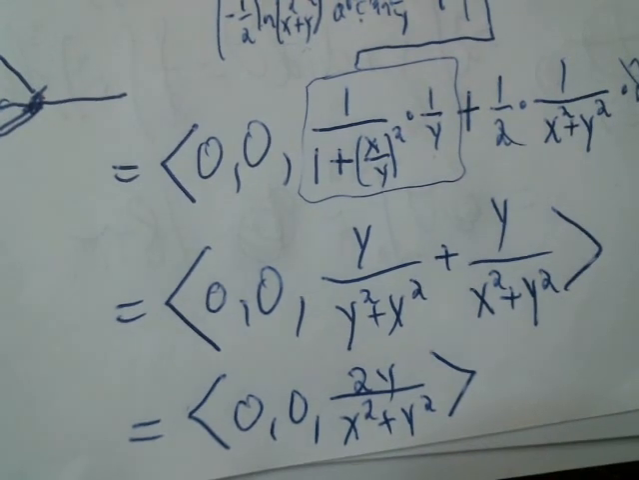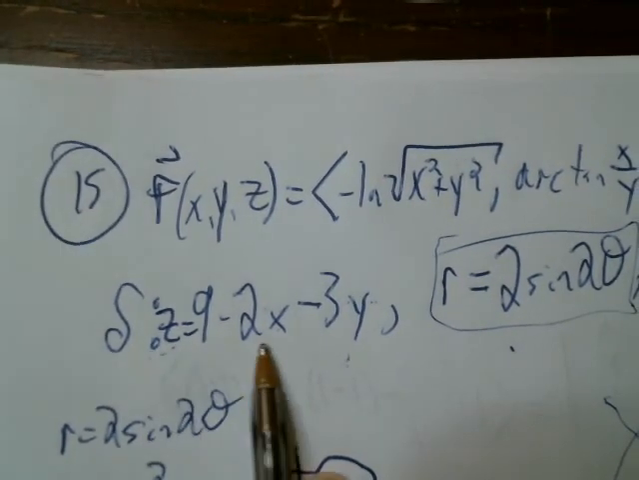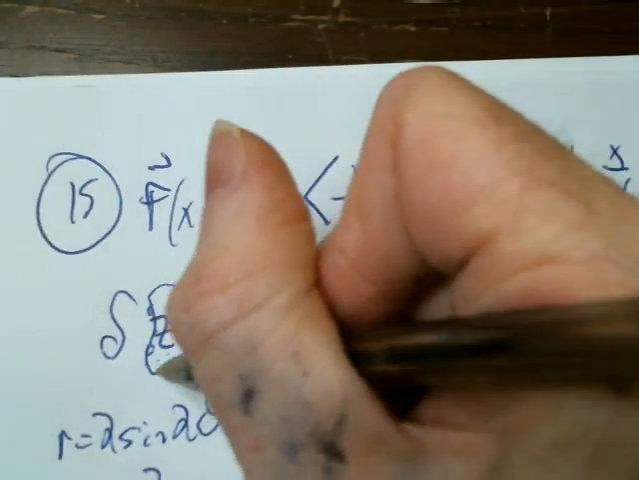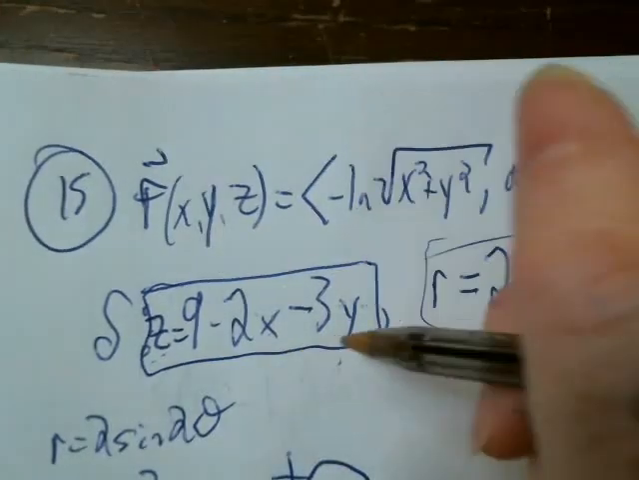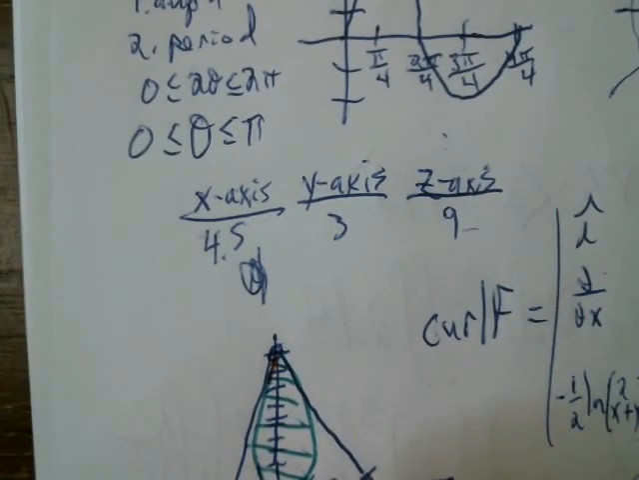Okay, what else do I need? I also need that normal vector, which I'm going to get kind of from the gradient of this thing, but I've got to convert it into that g function, right? This g of x, y, z thing. So g of x, y, z is going to be z plus 2x plus 3y minus 9.